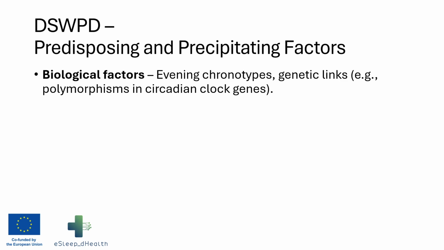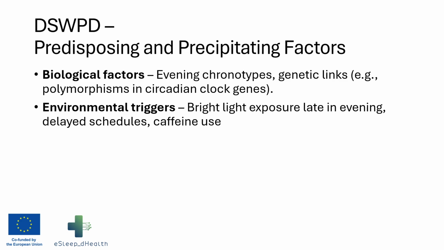to the risks of having delayed sleep-wake phase disorder, such as polymorphisms in the circadian clock genes. Environmental factors may also exacerbate the delayed circadian phase, and these include increased exposure to bright light, particularly late in the evening, or because of the delayed schedules, they may have decreased exposure to light early in the morning because they typically want to wake up later. In addition, if people are consuming too much coffee or caffeine or other stimulants, that may further delay sleep onset and make this delayed sleep time even worse.